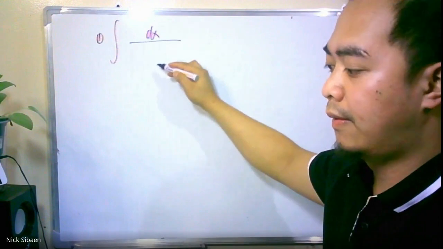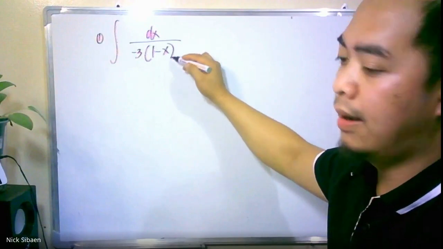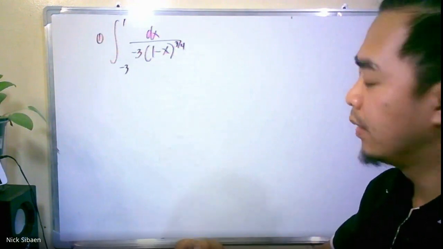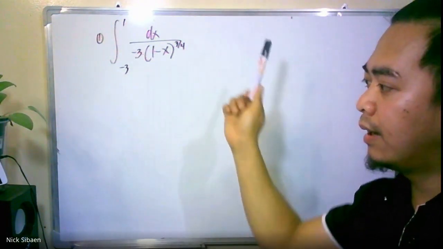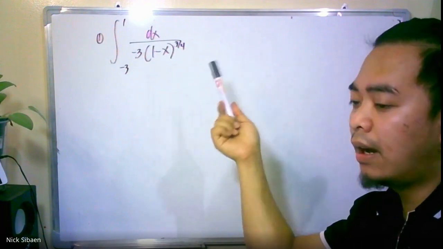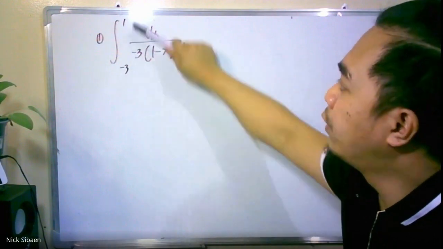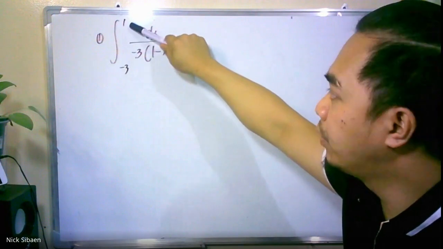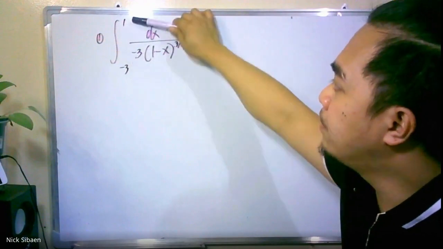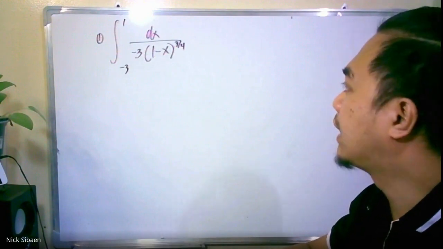this function, negative 3, 1 minus x raised to 3/4 from negative 3 to 1. So ito yung sinasabi ko kanina. If we look at it, it looks like an ordinary definite integral kasi ang limits naman niya walang infinity, negative 3 at saka 1. This could be an improper integral because one of them could be an asymptote, meaning at x equal to 1 or at x equal to negative 3, or there is an asymptote in between negative 3 and 1. So how do we know that?